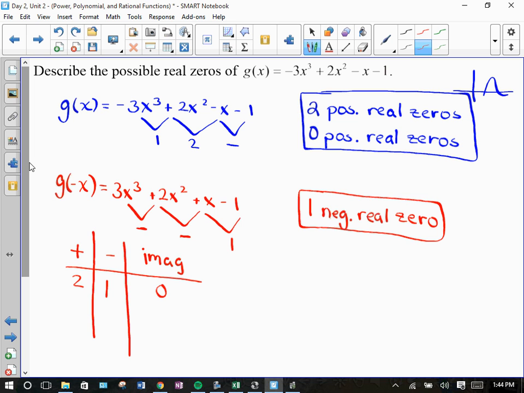I did it. So, now, this function, does it definitely have 2 positive real zeros? No, it could have 0. But it definitely has 1 negative. Alright, so that leaves over 2 zeros that haven't been used yet. So then they would be imaginary.